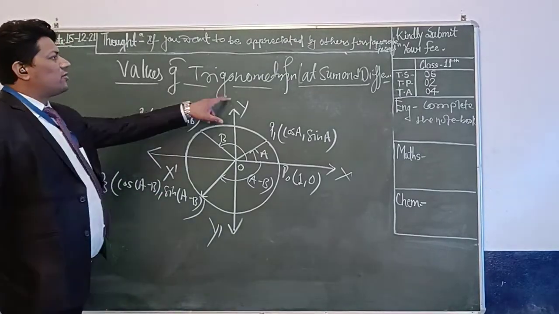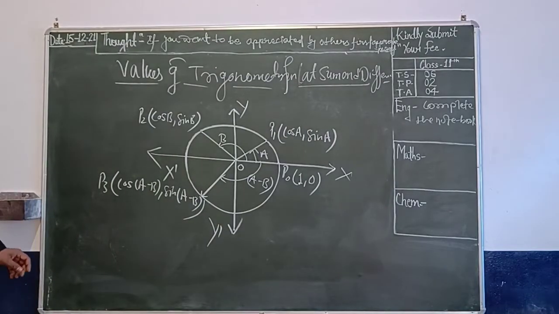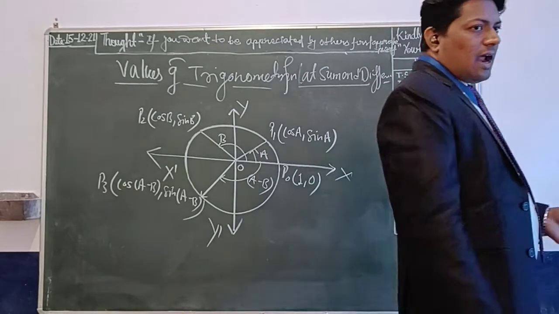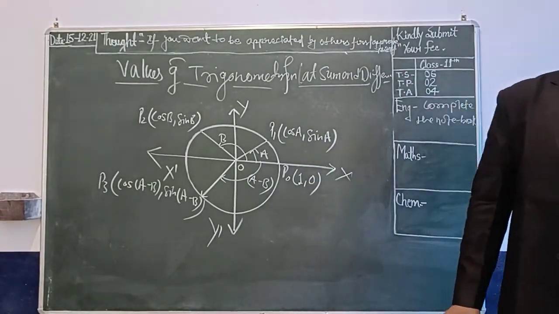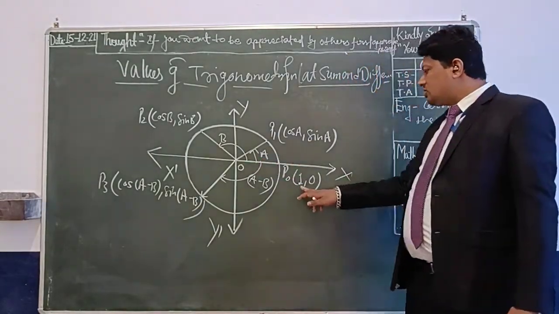Let us discuss the values of trigonometric functions to solve the differences of angles. As I told in my last class, I had completed one more diagram, and I told about how it is a minus b and how it is sine a, cos a. Here we have a point P0, which is 1 comma 0.